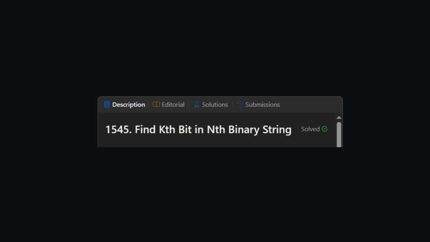Alright, this is LeetCode problem 1545. Find the kth bit in the nth binary string. This is all about pattern. So, chalo dekhte hain. Let's go.